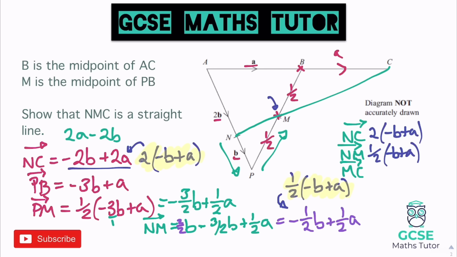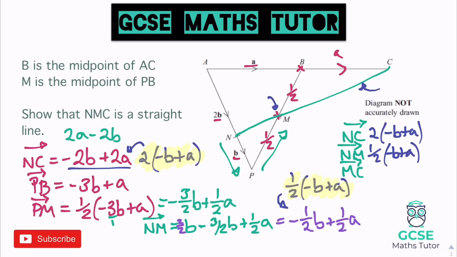The 2 there in n to c means that's the full length of that, so it's doing 2 lots of that vector. The half means that from n to m is half of that vector, which means if we had worked out this line here, m to c, it would have been the other 3 halves, or the other 1.5 of that vector. Okay, so you'd get 3 halves of minus b plus a. And you could work that one out as well, but we only ever have to work 2 out.